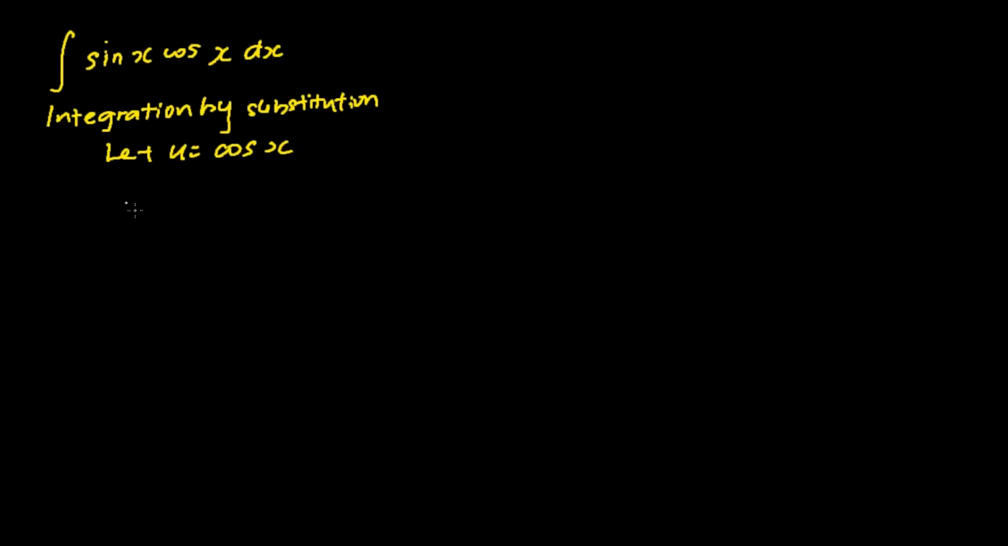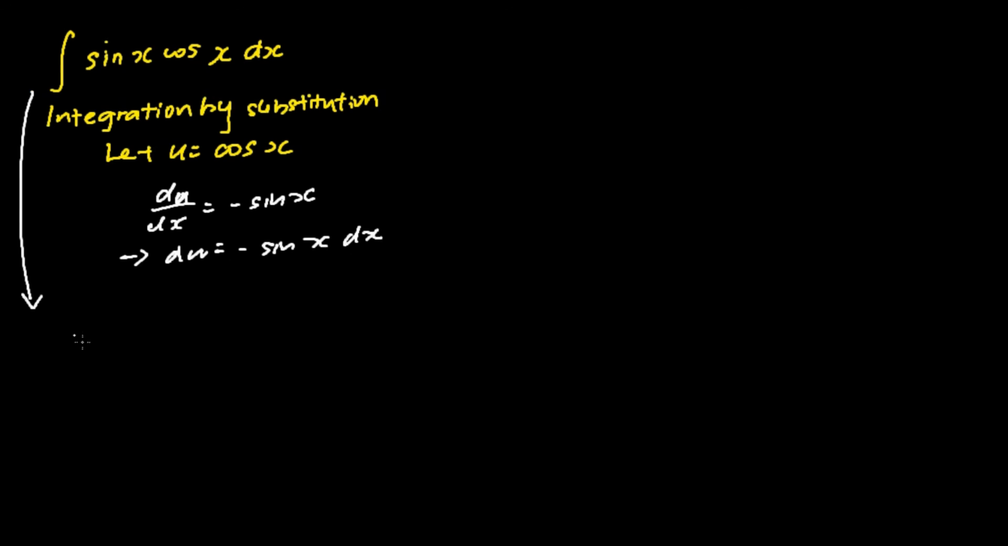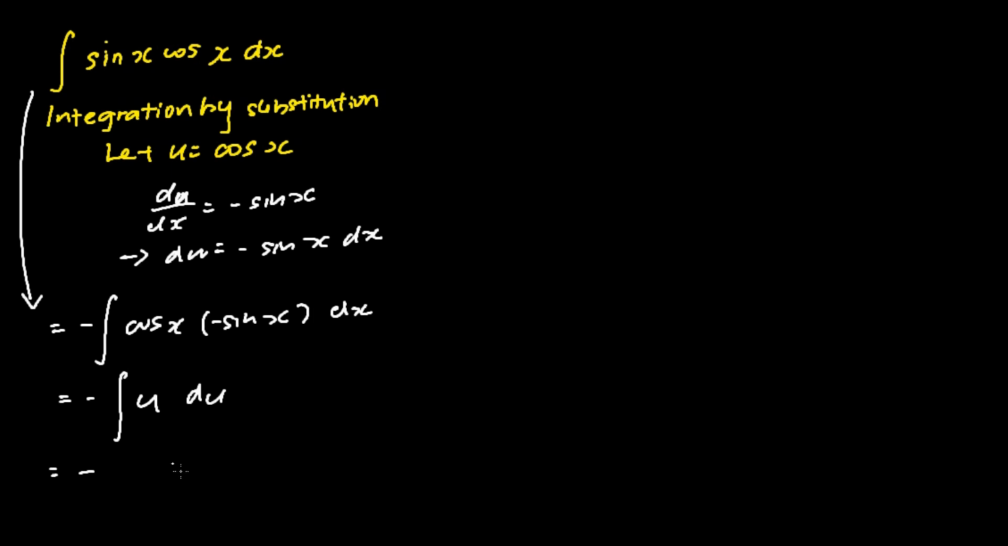We can also solve the problem by using the integration by substitution technique, letting u equal cosine x. We differentiate u with respect to x. This gives us negative sine x, and multiplying both sides by dx, we get du equals negative sine x dx. Next, we can rewrite the problem as the negative of the integral of cosine x times negative sine x dx, and then I can perform the change of variables by substituting cosine x as u and my negative sine x dx as du, after which I can evaluate the integral of u du.